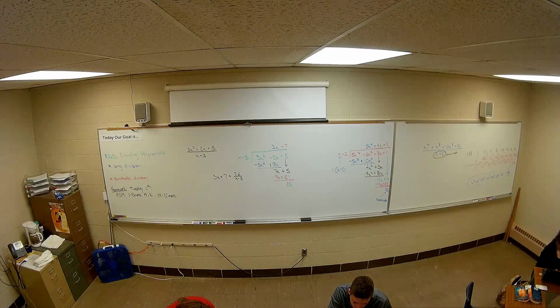5 times -2 is -10 equals 30. And now it's -10 at the end?